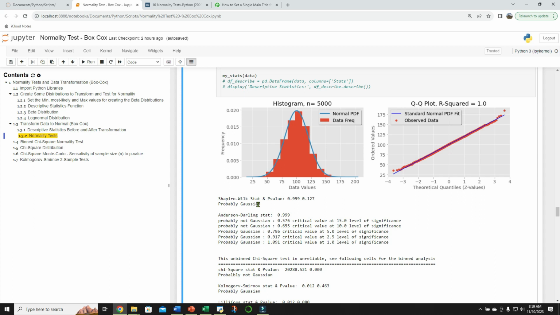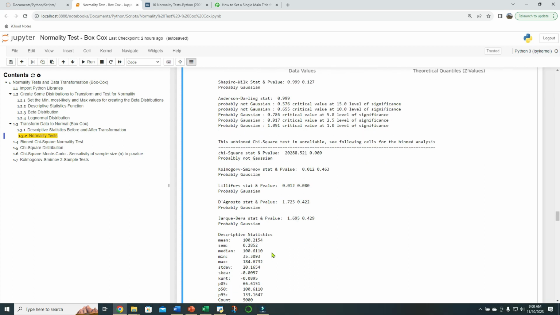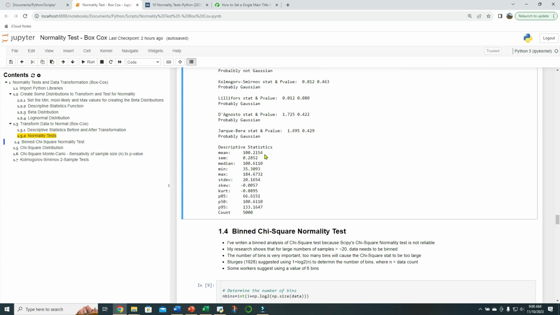The Shapiro-Wilks says it's probably Gaussian. Anderson-Darling has a mixed result. The chi-square says it's not Gaussian, but in my opinion, these unbinned chi-square tests are unreliable, so I would ignore these. The Kolmogorov-Smirnov test says probably Gaussian. Lilliefors, probably Gaussian. D'Agostino, probably Gaussian. Jarque-Bera, probably Gaussian.